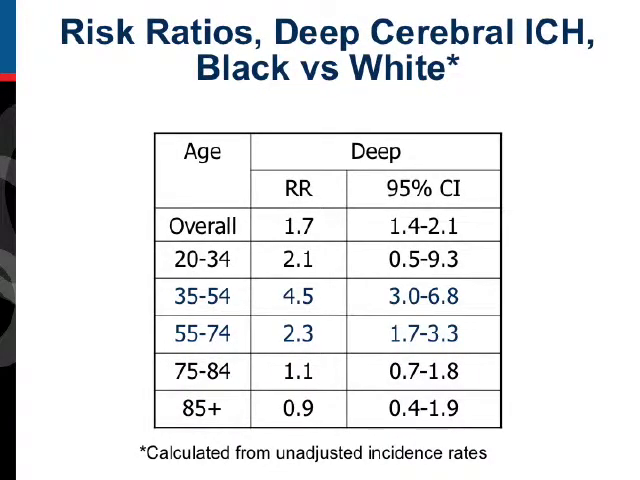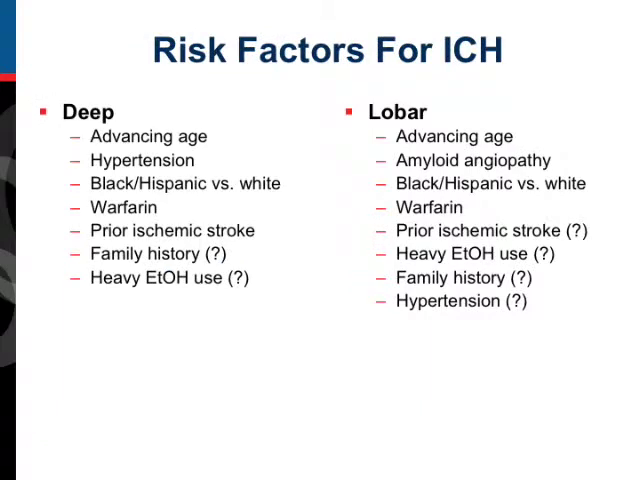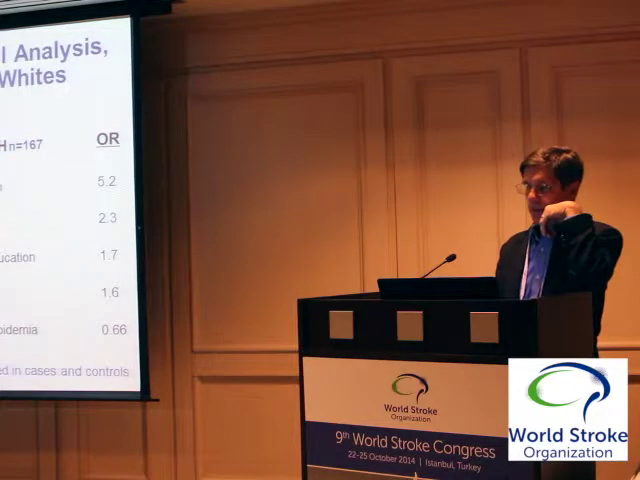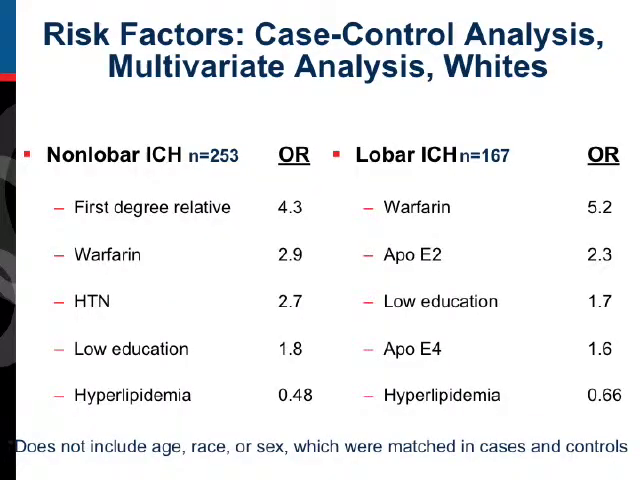And you see that's true for deep, as well as for lobar. So here's an example then of a case control analysis. We're looking now just at whites, multivariate, and we're looking by definition of non-lobar and lobar. And you can see that the risk factors vary by the definition. So that's why it's important to know the disease that you're studying.